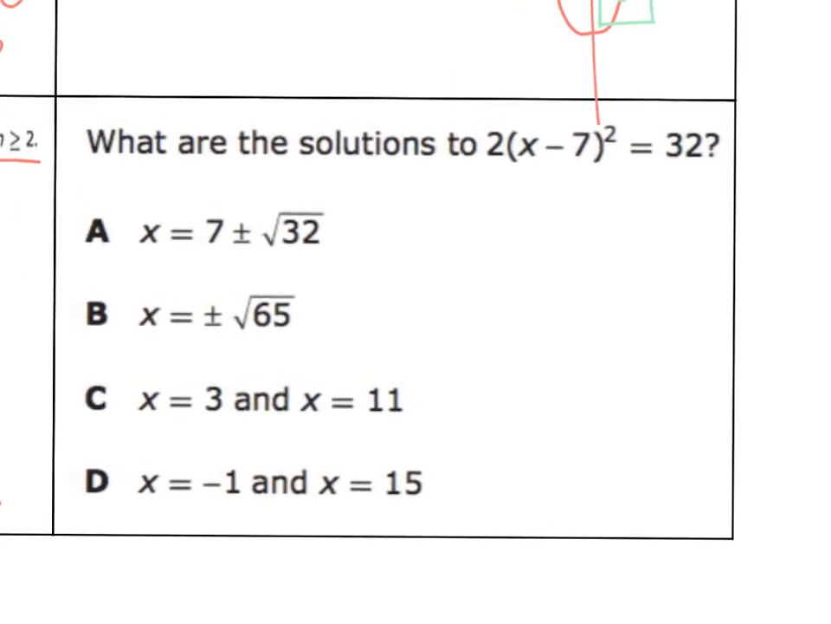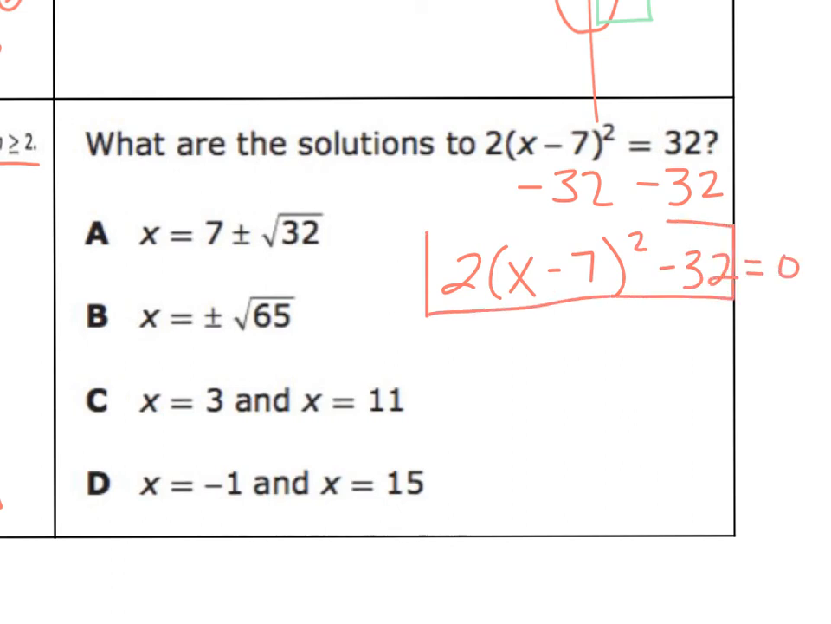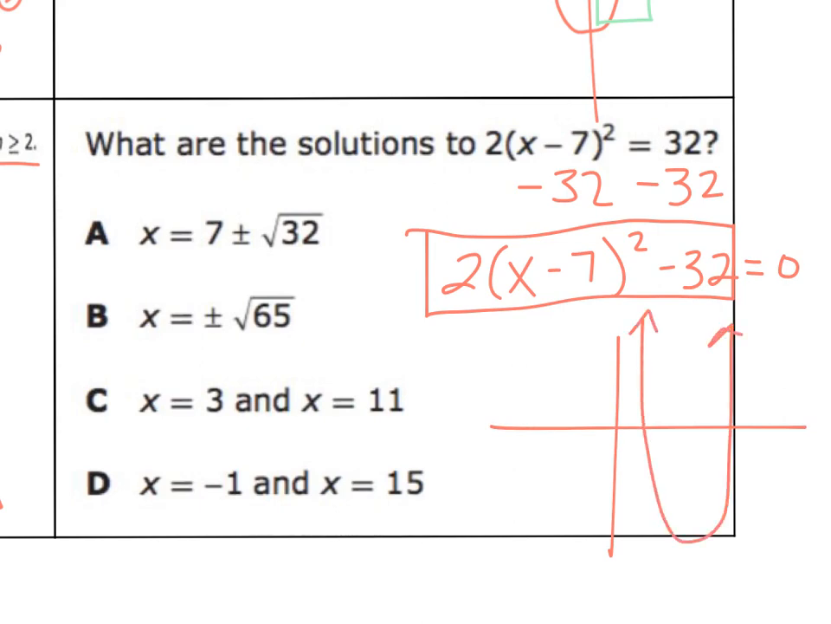Last question, what are the solutions to this equation? So you can get all the numbers to one side, subtract 32. And then we can put this into the calculator. So we can put just this side into the calculator and find where it crosses on the left and right side. So your graph will come up. You're looking for these solutions here. Menu 6-1.